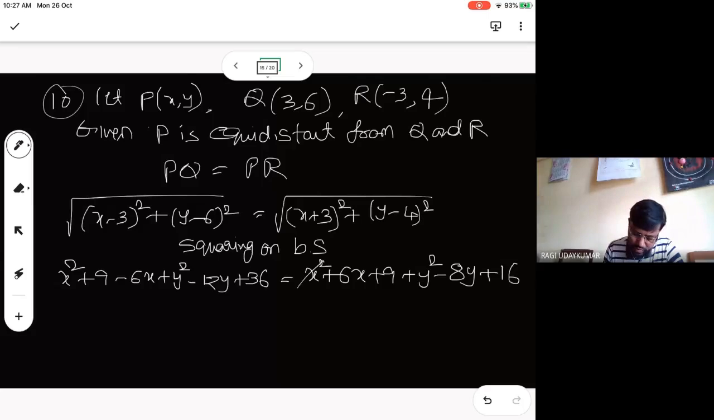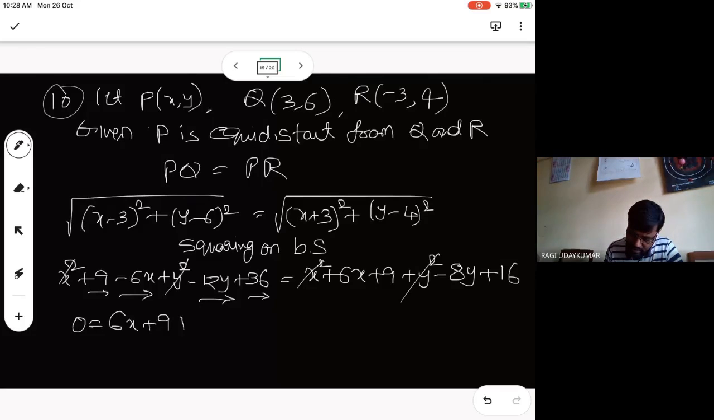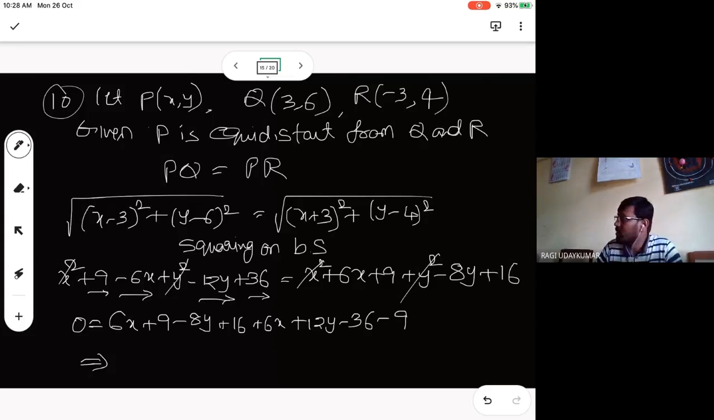So here x square and x square get cancelled, and y square and y square get cancelled. You are asked to find the relationship between x and y. So you can keep the terms minus 6x minus 12y as they are, take them to the right hand side, and take all the terms to the right hand side, so the left hand side becomes 0. The right hand side has 6x, plus 9, minus 8y, plus 16, and this plus 6x you take to the right hand side, giving plus 6x plus 12y minus 36 minus 9. Simplify this, and you get the relationship between x and y. No, 10.